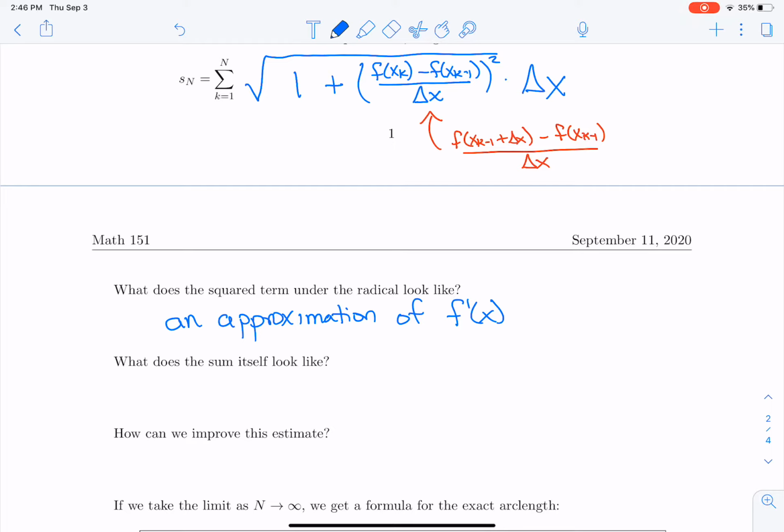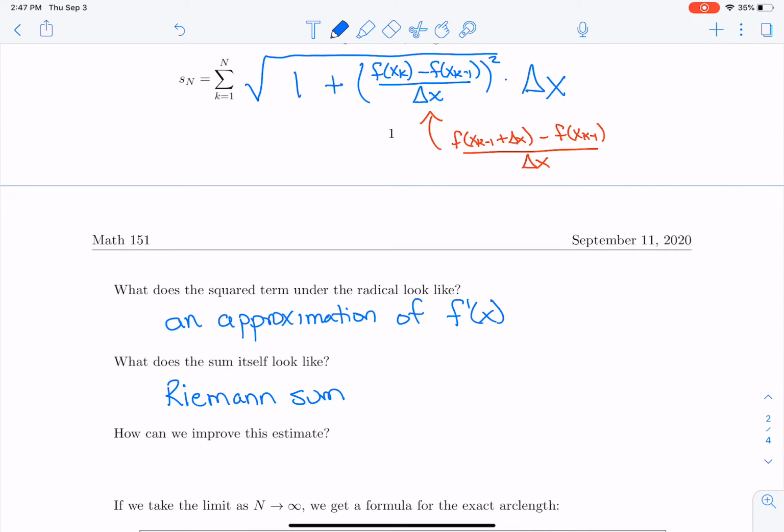Now, what kind of sum do we see here? Well, I have an expression in the radical times delta x. And so sums that look like a function times delta x, those are called Riemann sums. Okay, so we have a Riemann sum that's approximating the length of our curve.